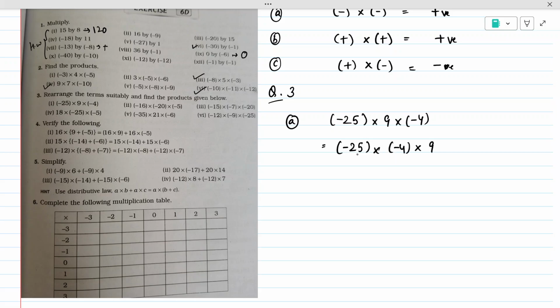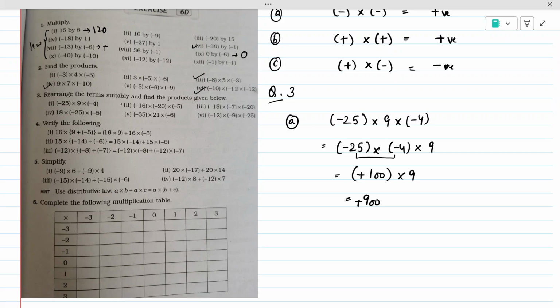Now let us multiply these two. Minus into minus will give us plus. 25 into 4 is 100. And the remaining number is 9. So this is plus, this is also plus. We will get plus 900 as the answer here. Okay, so this is how we can rearrange the numbers.